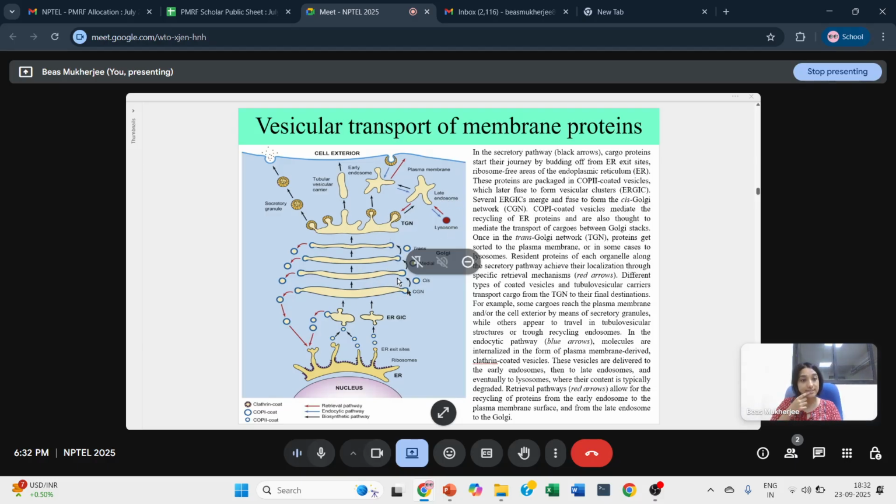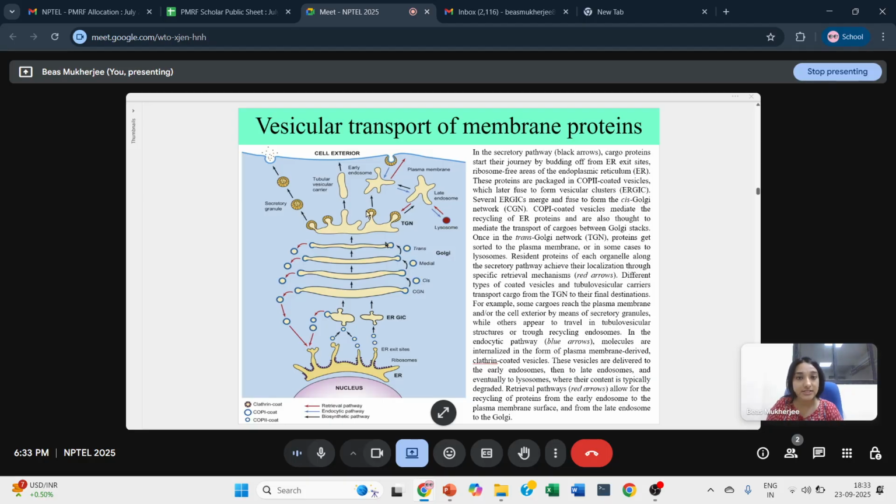So here this is the cis Golgi network, and next what happens is COP1 vesicles mediate the recycling of ER proteins and are also thought to mediate the transport of cargo between the Golgi stacks. So once in the trans Golgi network, so initially the Golgi that faces the ER, this is the cis Golgi network, and then between the Golgi stacks it is going to travel, and then it is going to the trans Golgi network, which is facing the cell membrane, or the plasma membrane. So that is your trans Golgi network.